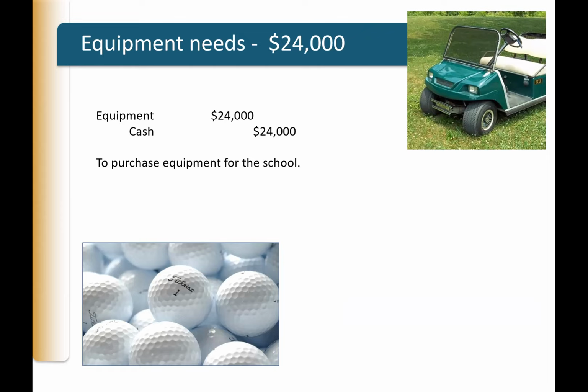Now, the next thing that happens is this school needs to purchase equipment. And so they purchase some golf carts, some balls, some golf clubs. They used $25,000 in cash to purchase equipment. So the way we would measure this transaction is our equipment increased $24,000, and we used cash to purchase this equipment. So our cash decreased $24,000 because we used cash to buy that equipment.